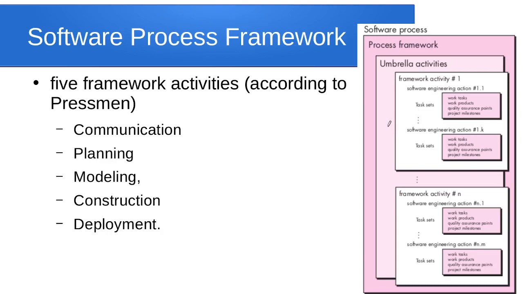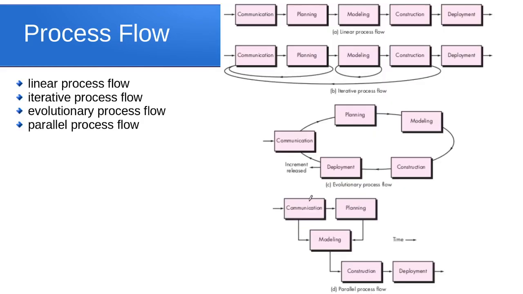So here we have understood that one framework activity may have multiple actions, and each action may have multiple tasks or a set of tasks. Similarly, multiple activities may be there. The framework activities here, according to the Pressman book, we are taking as 5 activities: communication, planning, modeling, construction and deployment. Now what should be the flow? Should it be like this only? After communication, planning, then modeling, then construction, deployment, and done. Is it like that? No, it is not always like that.